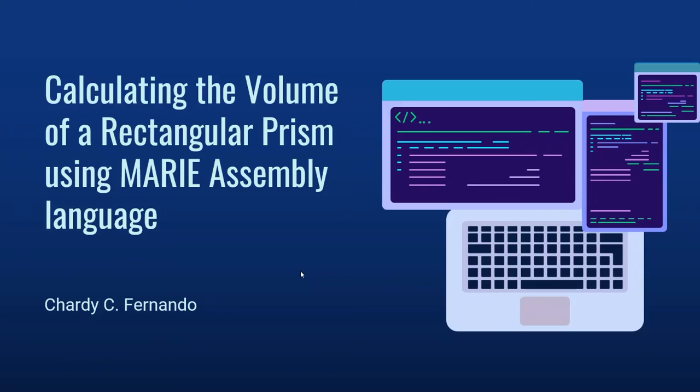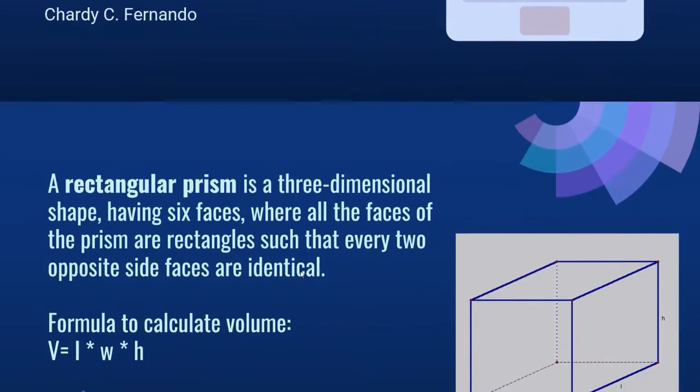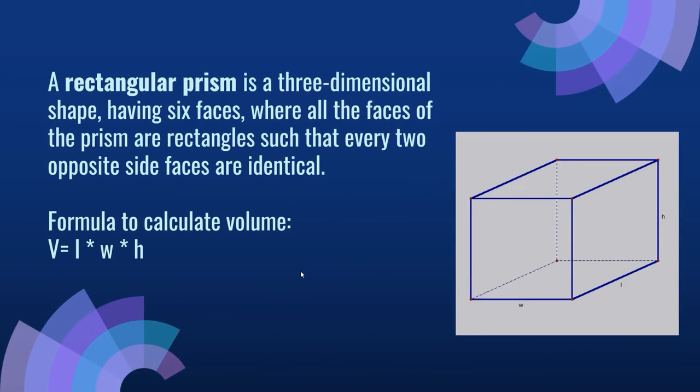Hi everyone. In this video demonstration, I'm going to show you how to calculate the volume of a rectangular prism using Marie assembly language. A rectangular prism is defined as a three-dimensional shape having six faces, where all the faces of the prism are rectangles, such that every two opposite side faces are identical.